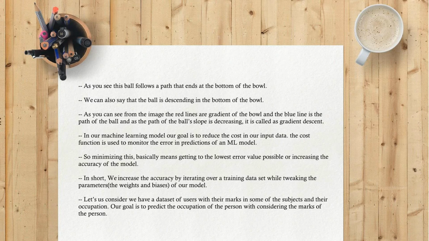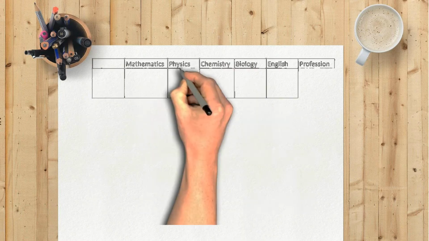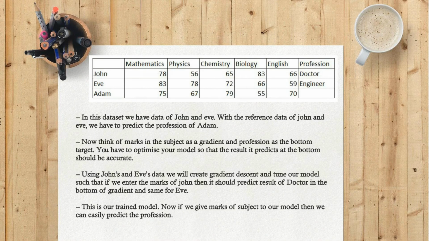In short, we increase the accuracy by iterating over a training dataset, while tweaking the parameters, the weights and biases of our model. Let's consider we have a dataset of users, with their marks in some subjects and their occupation. Our goal is to predict the occupation of a person, considering the marks of the person. In this dataset we have data of John and Eve. With the reference data of John and Eve, we have to predict the profession of Adam.